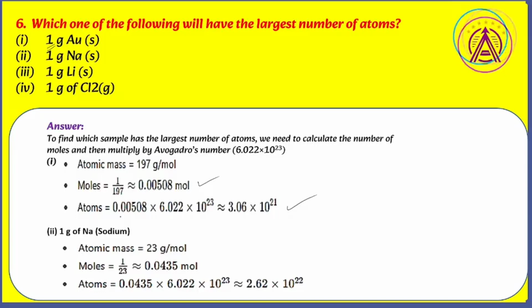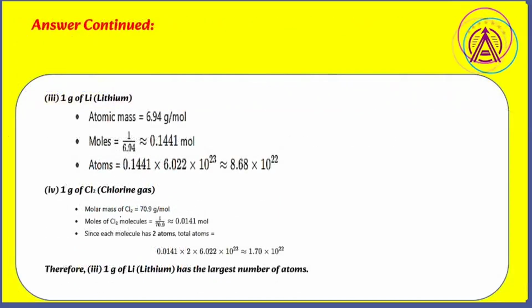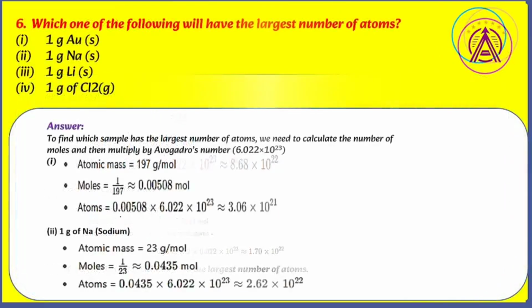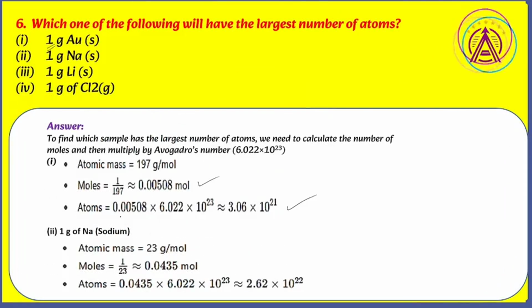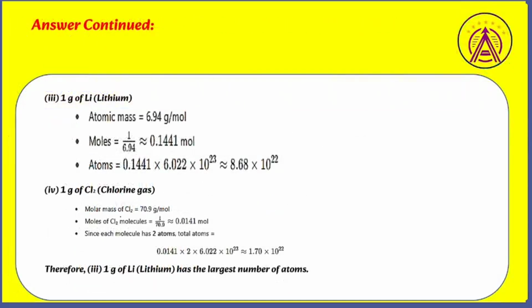In case of lithium, the atomic mass is 6.94, and in case of chlorine, it is 35.5 into 2, which is 70.9. Okay. So in each case, just calculate, and you get, in case of sodium, 2.62 into 10 to the power 22 particles. In case of lithium, we have 8.68 into 10 to the power 22 particles. And in case of chlorine, we have 1.70 into 10 to the power 22 particles.